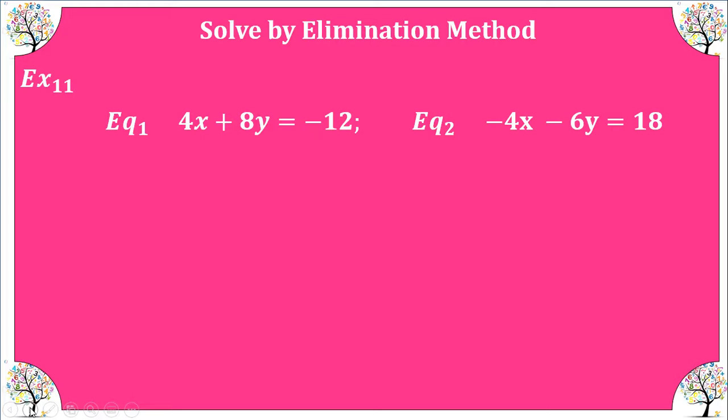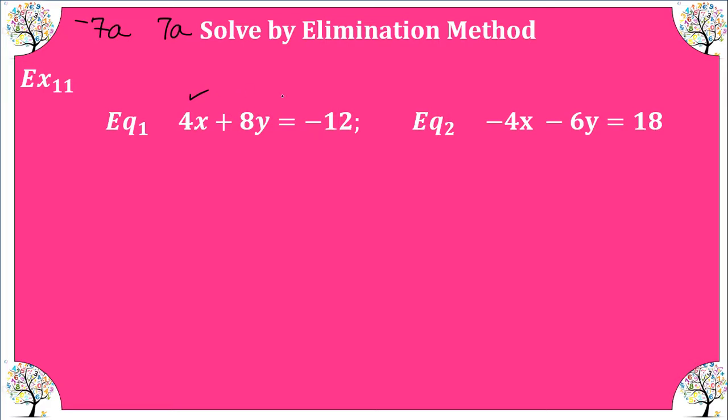When using elimination, what we're looking for is standard form, and we're looking for a pair of opposite variables. And what I mean by opposite variables is like negative 7a and positive 7a. So this is what we're looking for. So let's look at these two equations. We have 4x plus 8y equals negative 12 and negative 4x minus 6y equals 18.